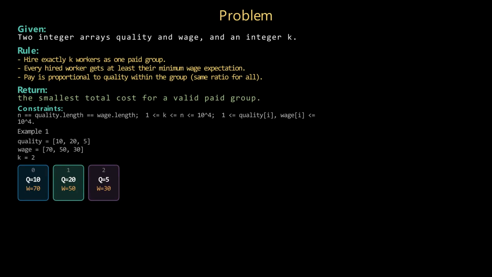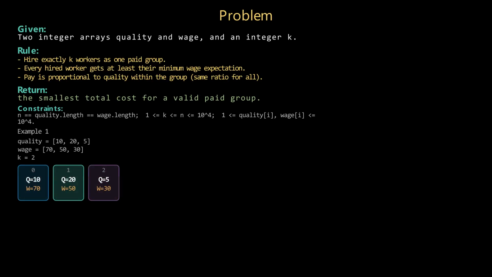Given quality and minimum wage arrays for n workers, and an integer k, hire exactly k workers as one paid group. Each hired worker must receive at least their minimum wage, and every pay in the group must scale with quality the same way. The goal is the smallest total cost for such a group.